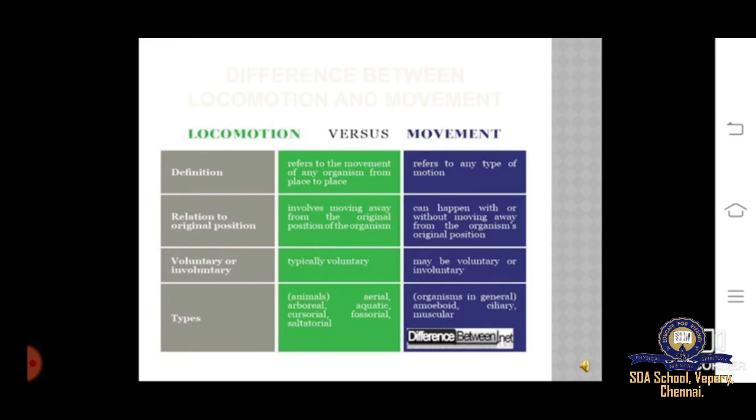Based on the movement or the locomotion, the living organism changes. Here, in movement, the organism is general: amoeboid, ciliary and muscular. Based on the body parts involved in the movement, the movement also takes place in the body of the animal.